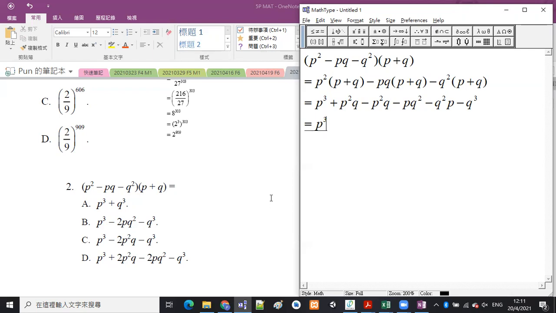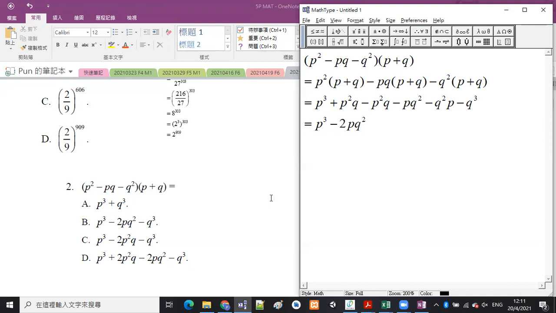We have minus 1 this term and minus another one this term. So what is the total? It will be minus 2 this term. Okay? So it should be minus 2 PQ squared.